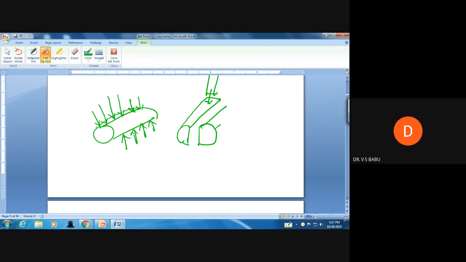Now you see, this cylinder is broken into two pieces. This is one half, this is the second half. So what type of forces are applied here? Up to some extent, the compressive force is applied. After that, it will go to tensile.